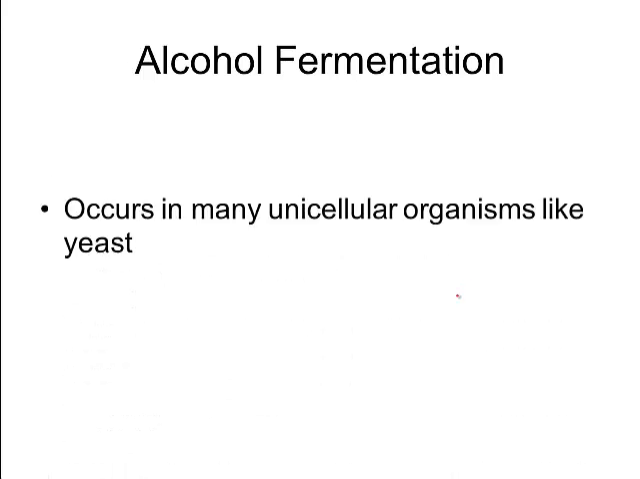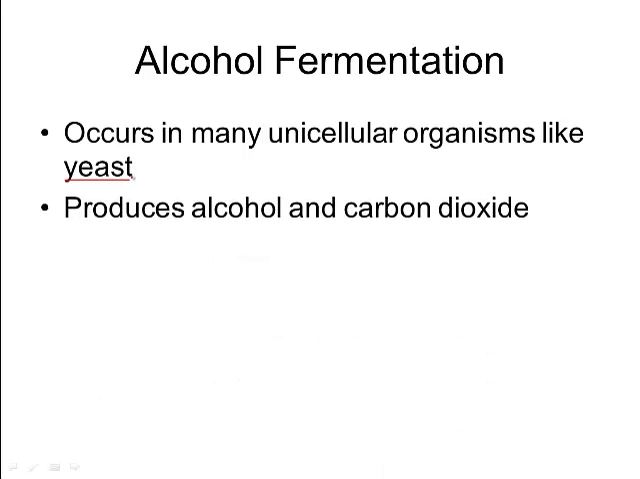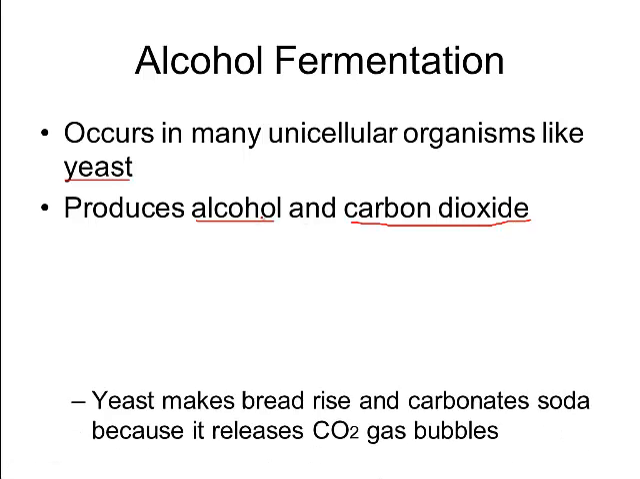There are 2 types of fermentations that organisms can use. The first is called alcohol fermentation. And this occurs mainly in unicellular organisms like yeast and bacteria. Yeast is probably the easiest one to think about, and we actually use the fact that yeast does this process to make a lot of our different kinds of food. Because in the process of alcohol fermentation, the yeast end up producing alcohol and also carbon dioxide. Those end up being waste products to this entire process.